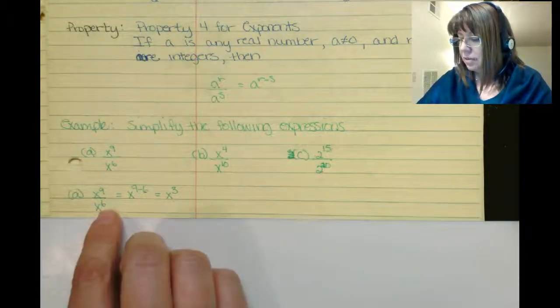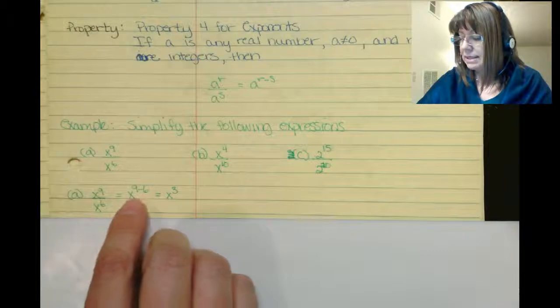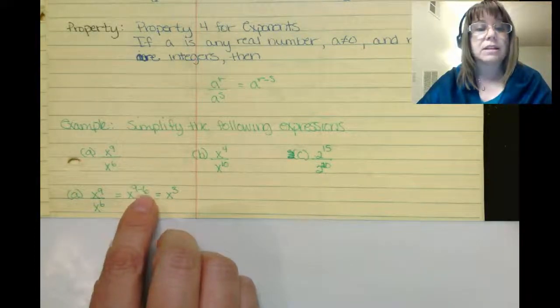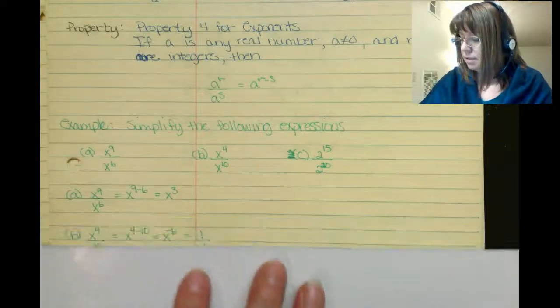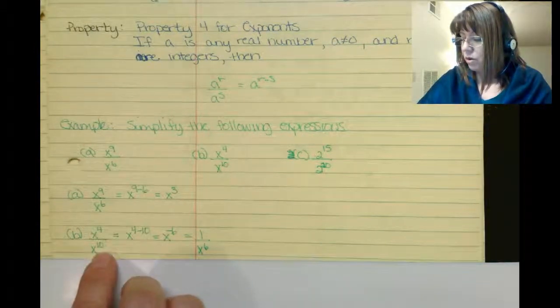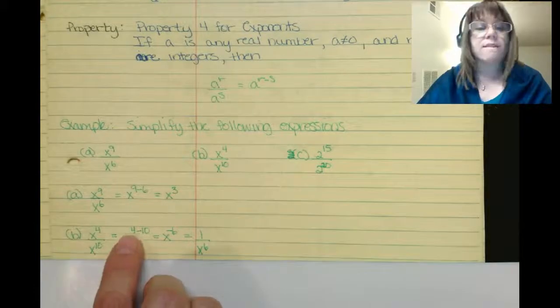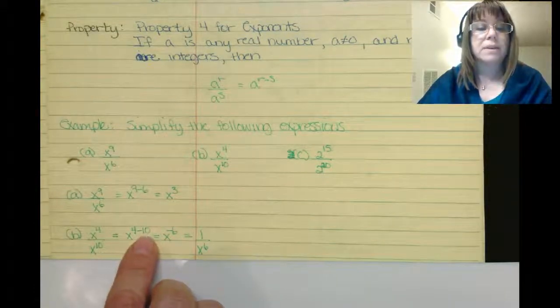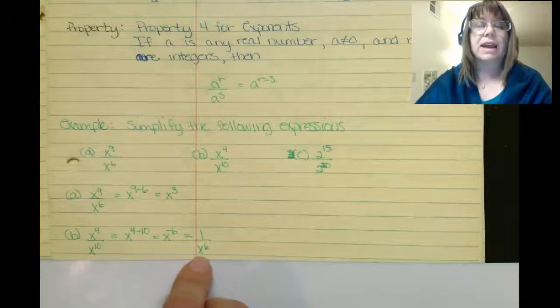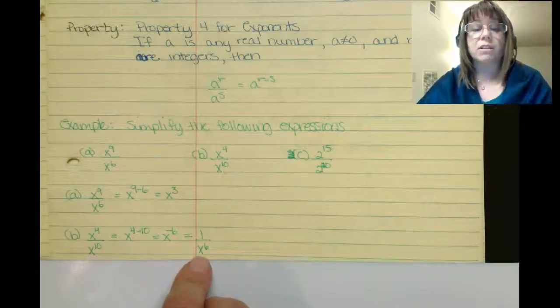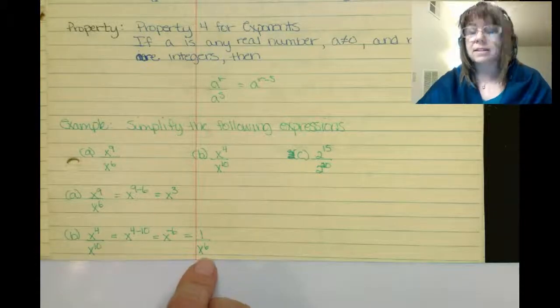So x to the 9th over x to the 6th will be x to the 9 minus 6, and that's x cubed. X to the 4th over x to the 10th will be x to the 4 minus 10. 4 minus 10 is negative 6. I don't leave exponents negative. I have to bring it back down to the denominator for 1 over x to the 6th.